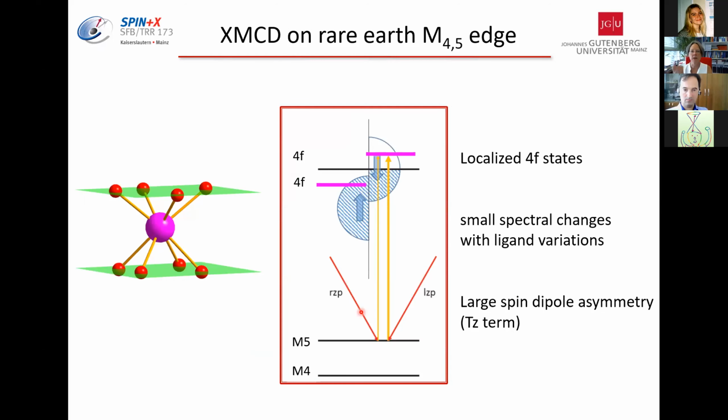So what about now the lanthanide? This is the idea of what we are interested in behind, to check for the local f states.